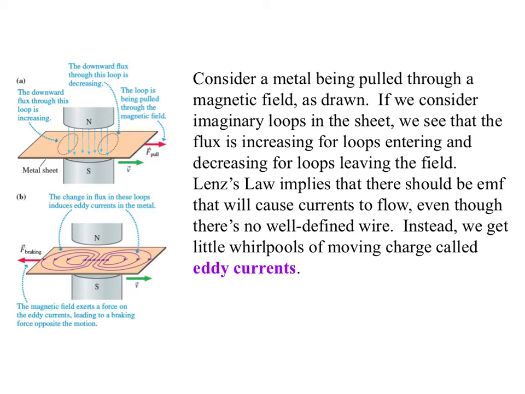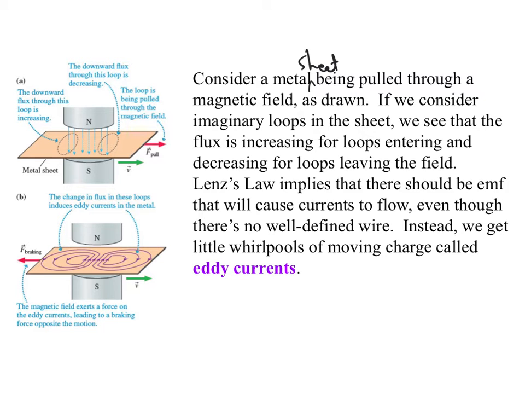All right, consider a metal, let's say a metal sheet, being pulled through a magnetic field as drawn. If we consider imaginary loops in the sheet, we see that the flux is increasing for loops that are entering and decreasing for loops which are leaving the field. Lenz's law implies there should be some EMF that will cause currents to flow, even though there's no well-defined wire.